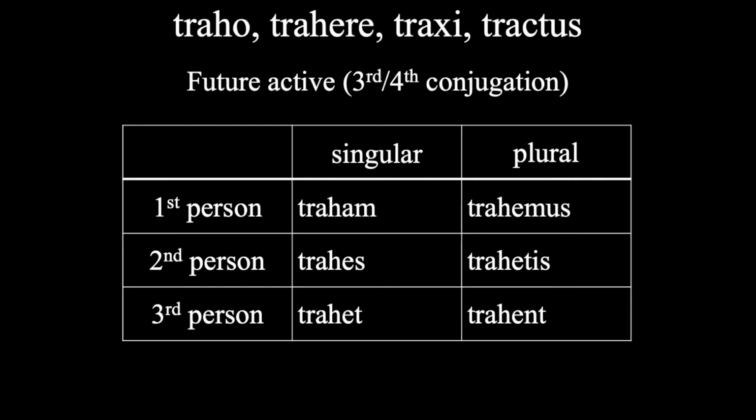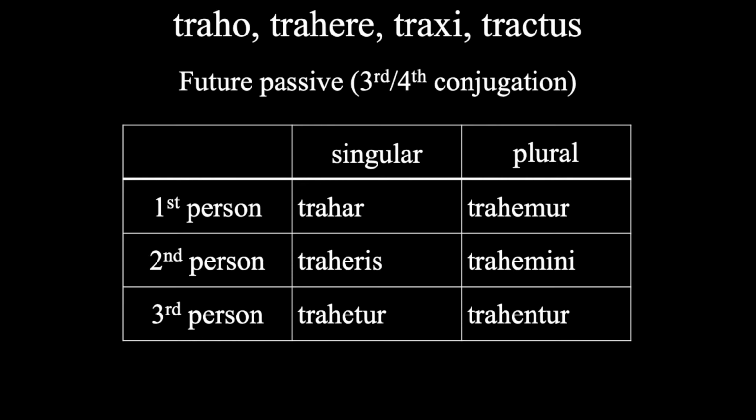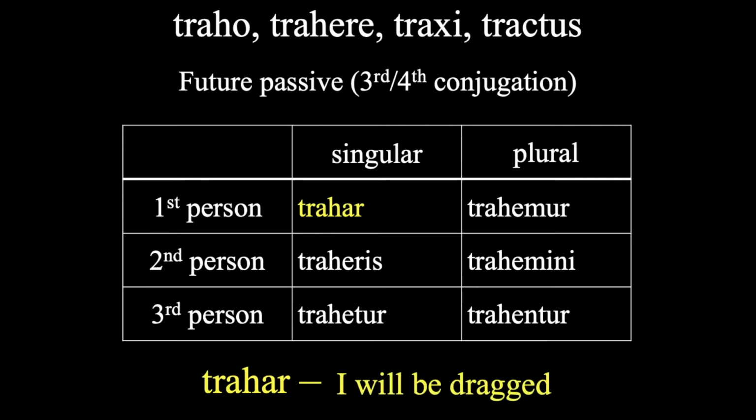However, the change is going to be the same. We just change the last bit of the ending to passive forms. So we take a look here at what we have for trahere in the future, meaning to pull. It will just become trahar, traheris, trahetur, and so forth. The first singular, trahar, means I will be dragged.